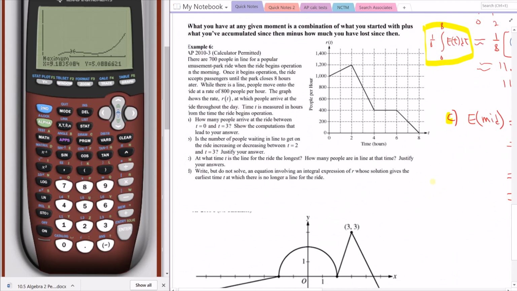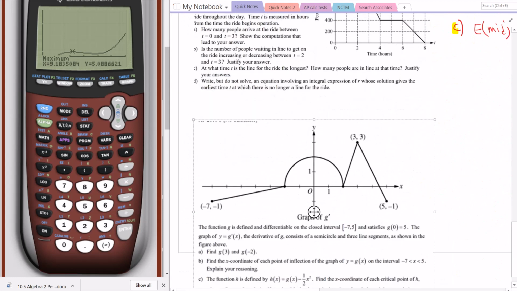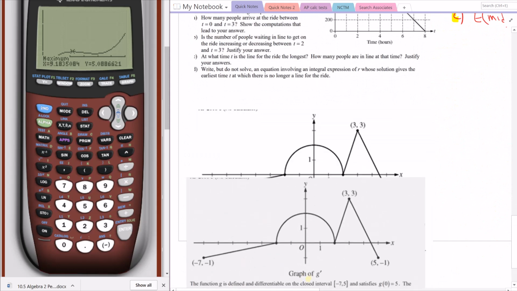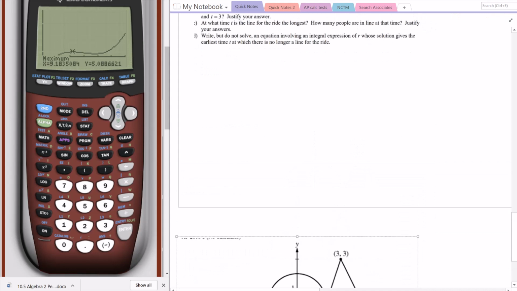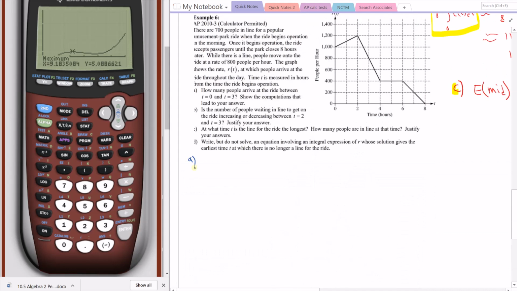All right, let's move on to this next one, and then move this guy down so it's not in our way. All right, so now we're going to do this guy. This one's talking about a ride of some sort where you have a line. There's some really important information up here.